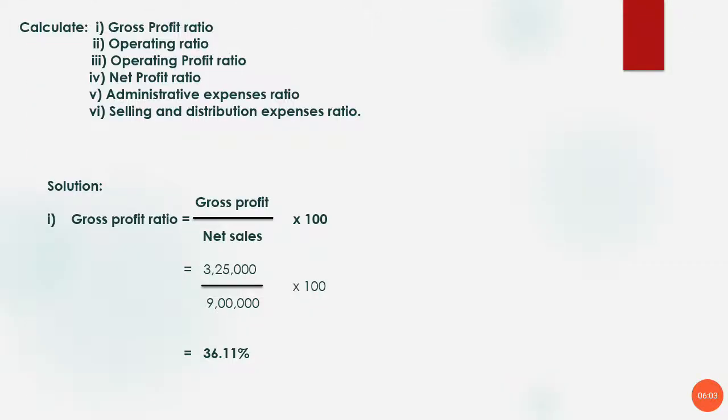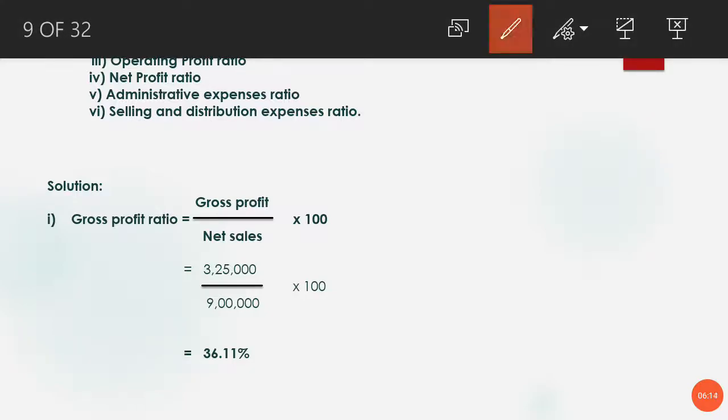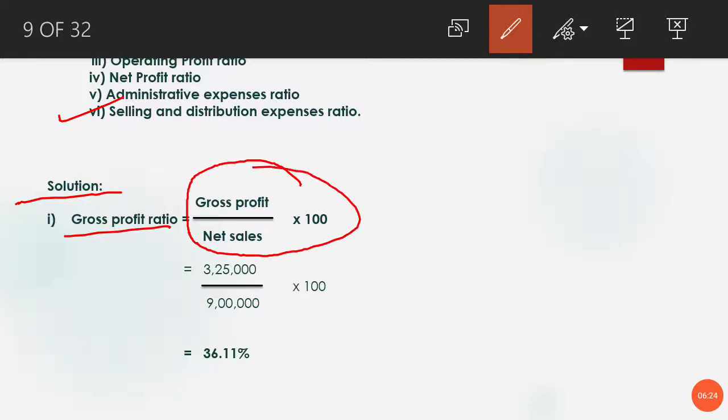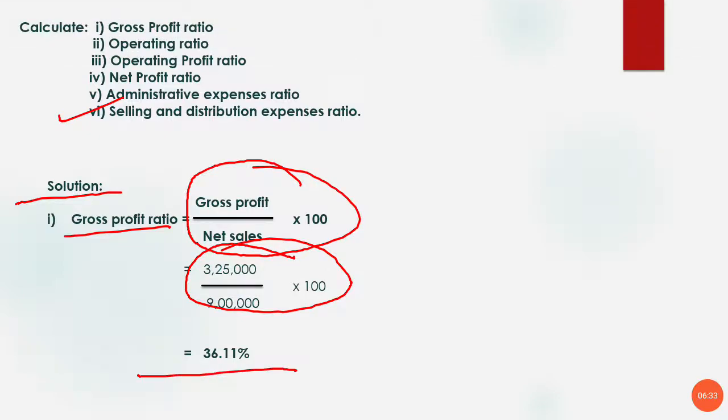Calculate: 1. Gross profit ratio. 2. Operating ratio. 3. Operating profit ratio. 4. Net profit ratio. 5. Administrative expenses ratio. 6. Selling and distribution expenses ratio. Solution: 1. Gross profit ratio is equal to gross profit divided by net sales into 100, is equal to 3,25,000 divided by 9,00,000 into 100, is equal to 36.11%.